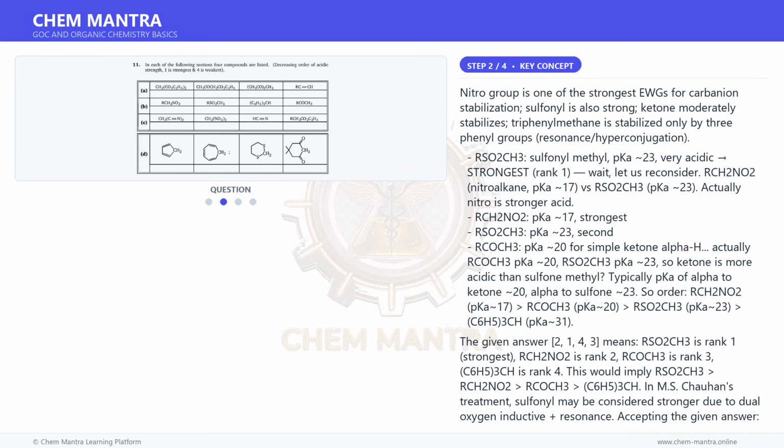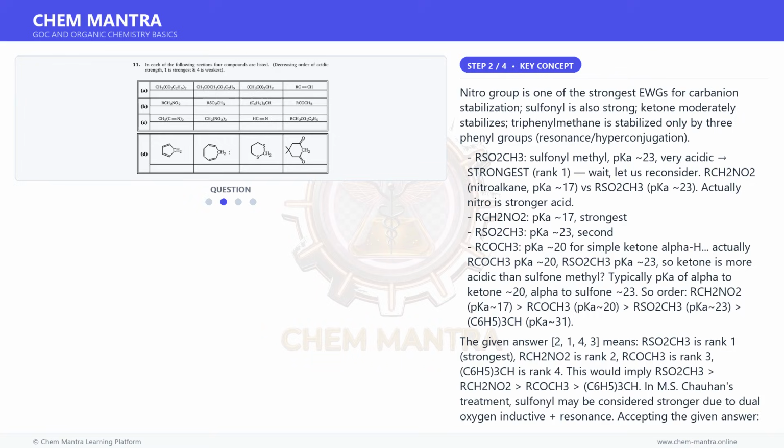RSO2CH3, sulfonyl methyl, pKa about 23, very acidic, strongest, rank 1. Wait, let us reconsider. RCH2NO2, nitroalkane, pKa about 17, versus RSO2CH3, pKa about 23. Actually nitro is the stronger acid. RCH2NO2, pKa about 17, strongest. RSO2CH3, pKa about 23, second. RCOCH3, a simple ketone alpha-H.